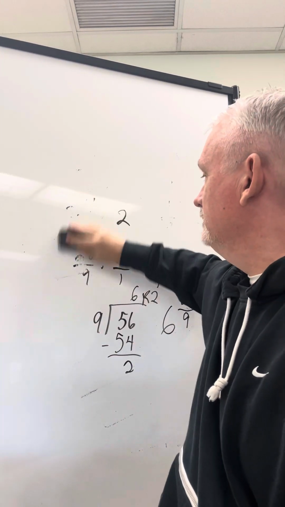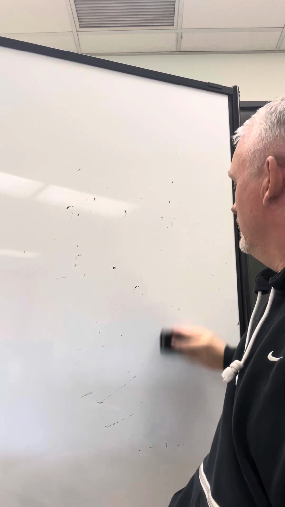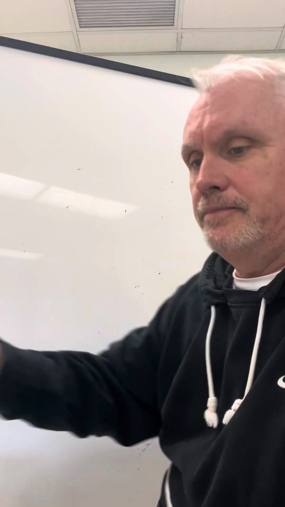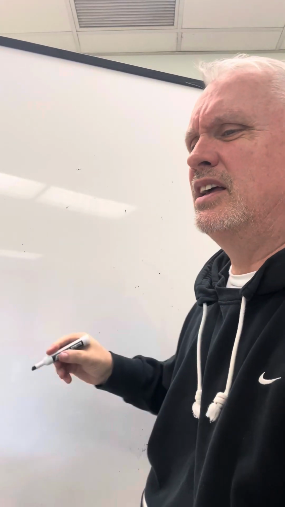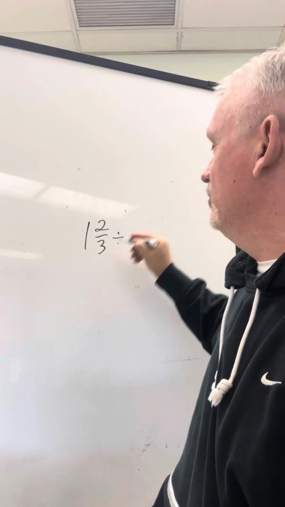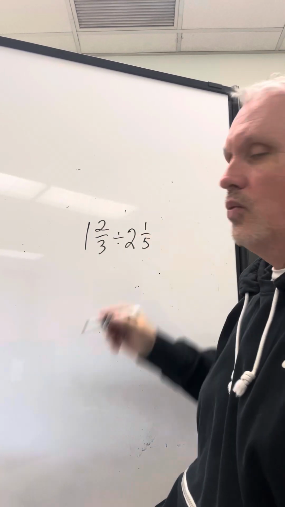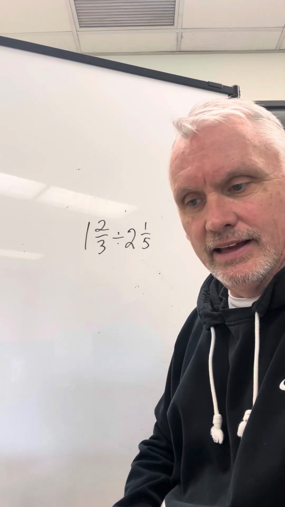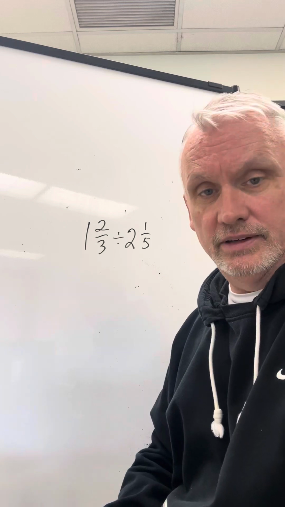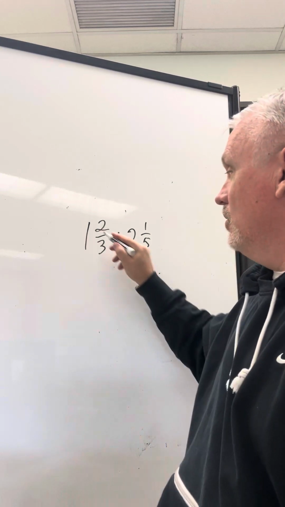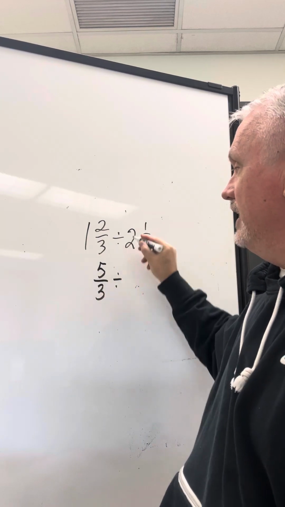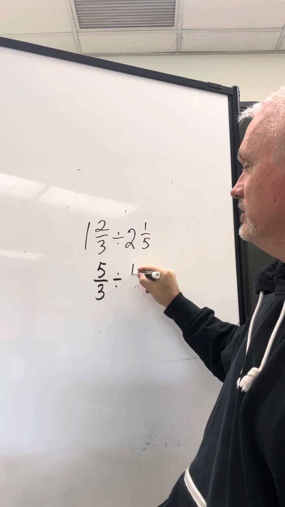Okay? So now let's do another problem. The next problem says this: 1 2/3 divided by 2 1/5. When you are multiplying or dividing, always take the mixed number and make it into an improper fraction. So 1 times 3 is 3, plus 2 is 5 over 3, divided by 2 times 5 is 10, plus 1, which is 11 over 5.